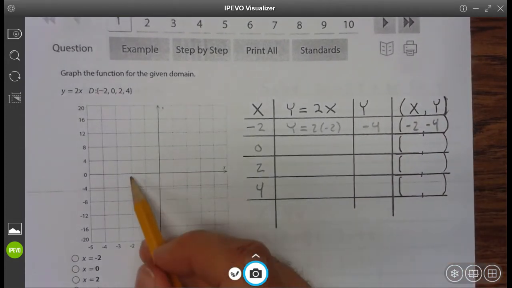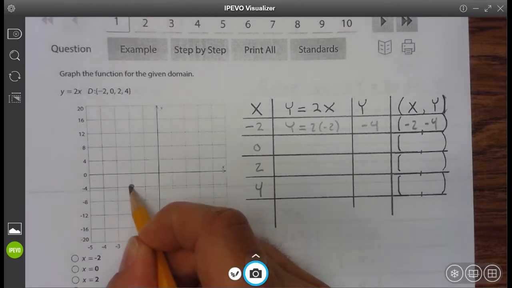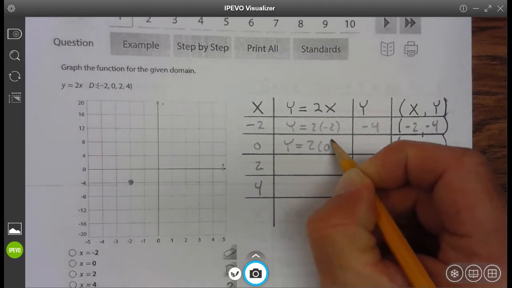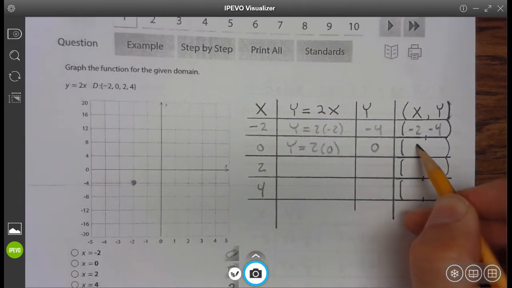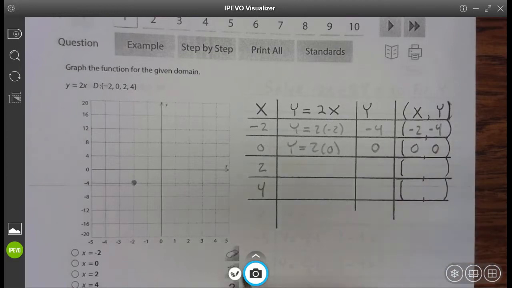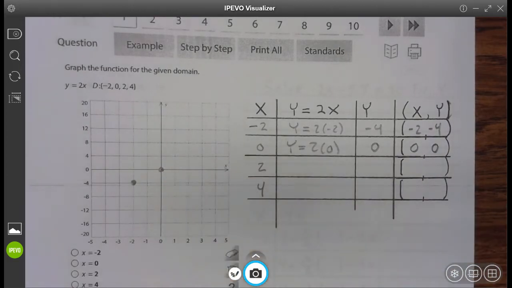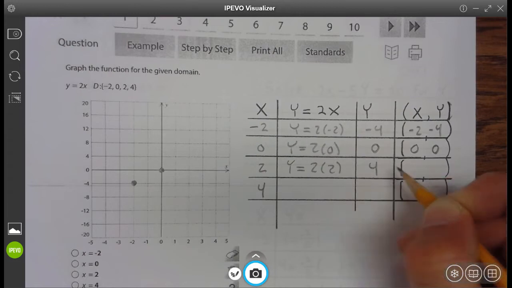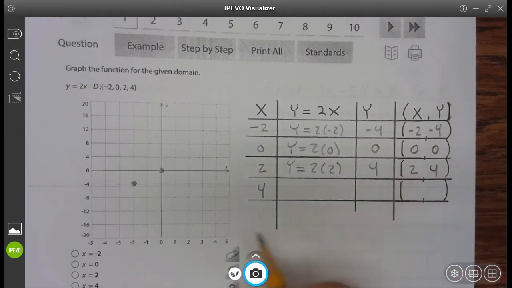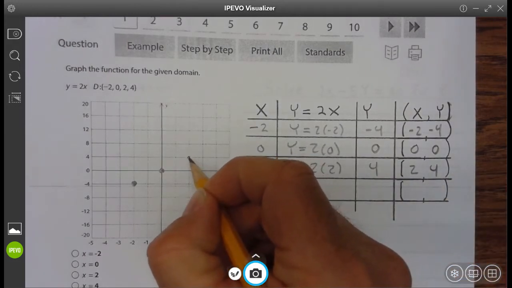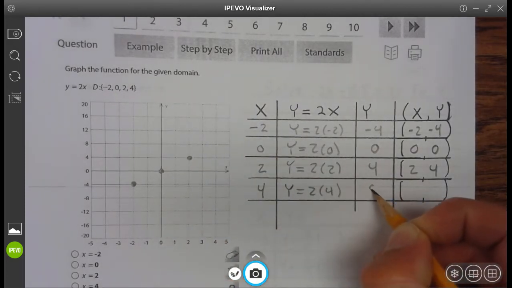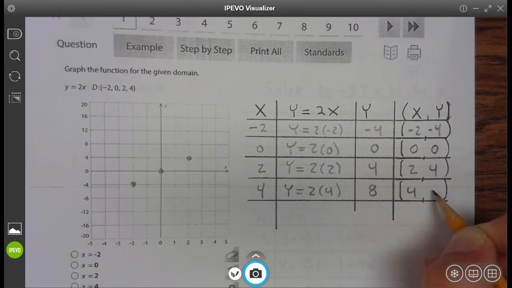And let's go ahead and graph that. Negative 2, negative 4. All right, then we're going to input 0, so that's y equals 2 times 0, which is 0. So the point is 0, 0, which is right here. Okay, and then we have y equals 2 times 2, which is 4. So that's 2, 4. And then we have y equals 2 times 4, which is 8. So the point is 4, 8.